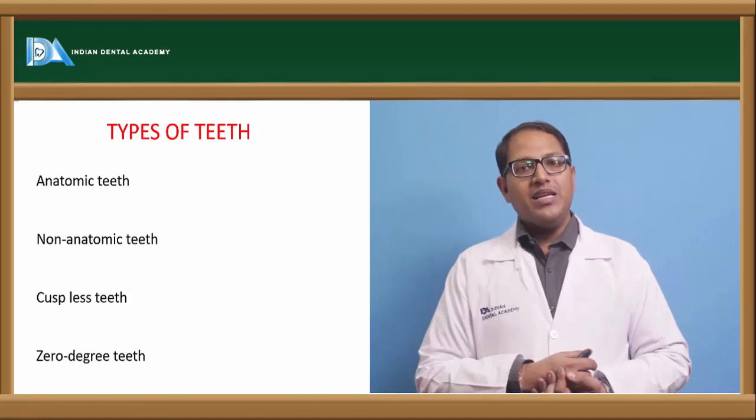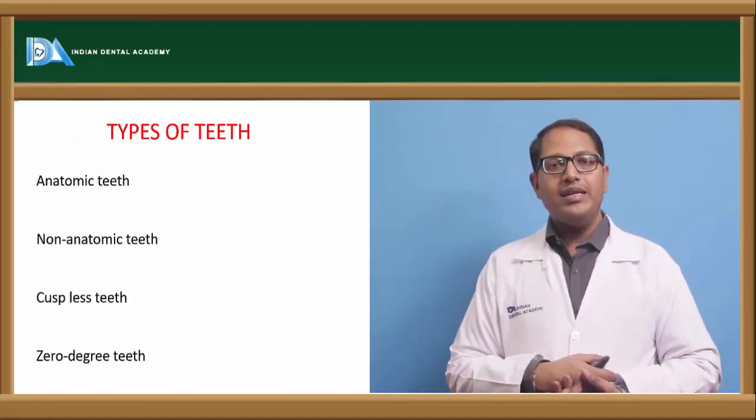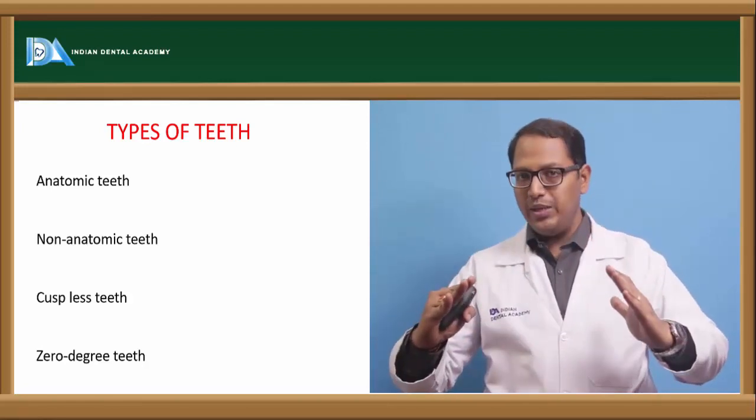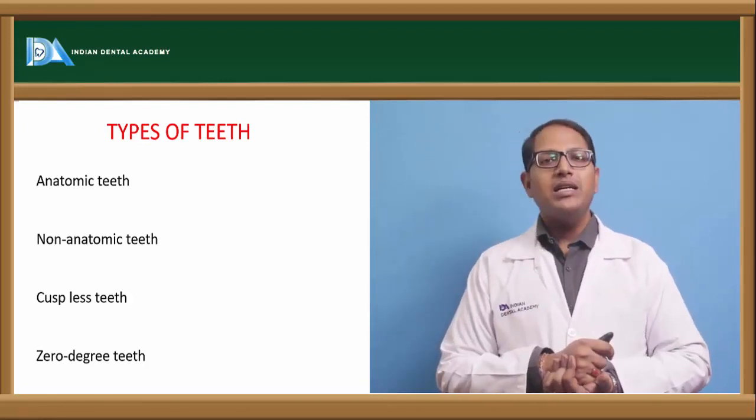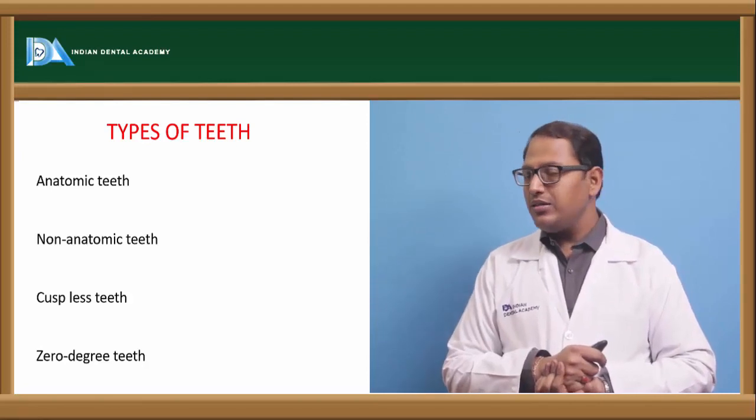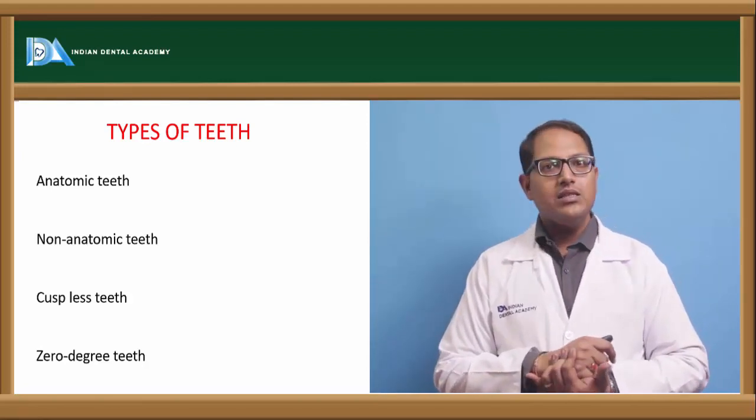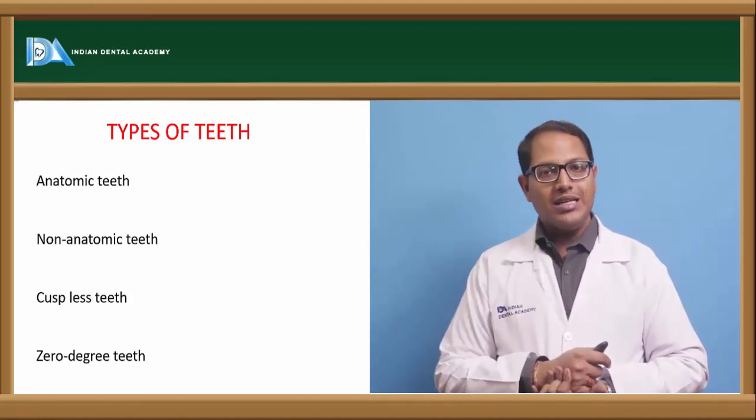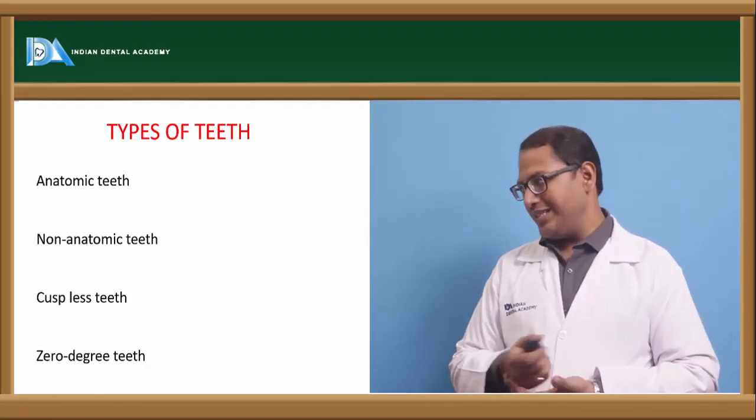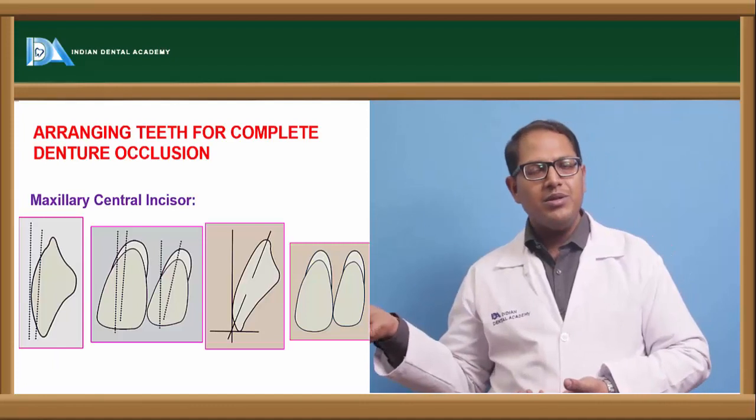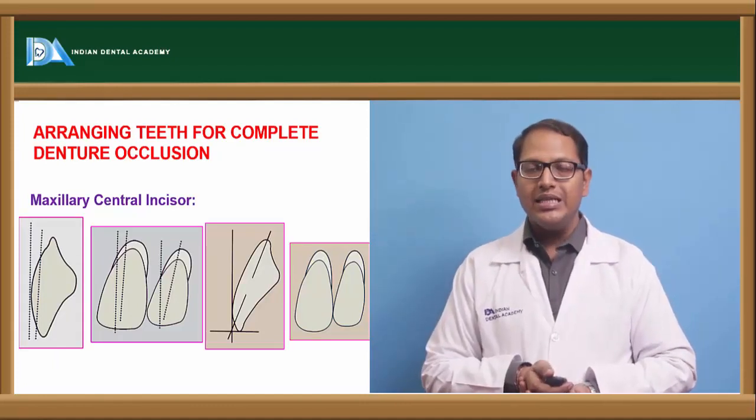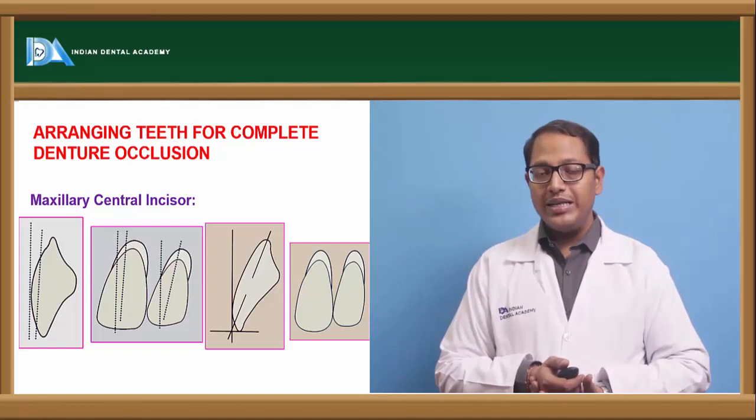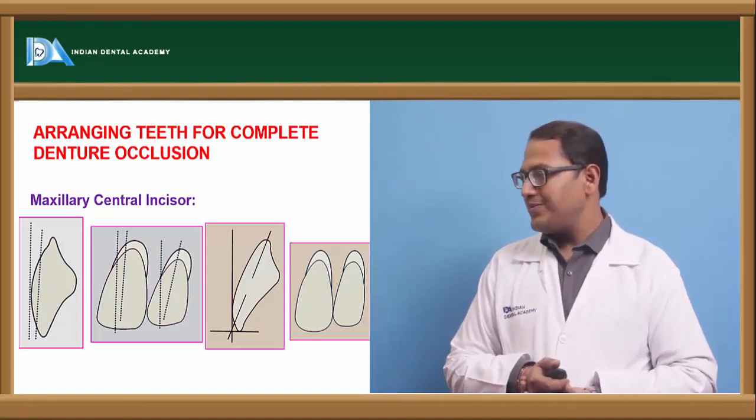So teeth types, I spoke already about this. Anatomic teeth, that is the 33-degree teeth, the cusp angle will be 33 degree. Non-anatomic teeth, that is 0-degree teeth. Then come cuspless teeth, there is no cusp, monoplane kind of teeth. 0-degree teeth, all these are other names for the non-anatomic teeth. There is one tooth in between that is called the 30-degree teeth. Turner and Plinton's teeth, that is a 20 to 30-degree teeth.